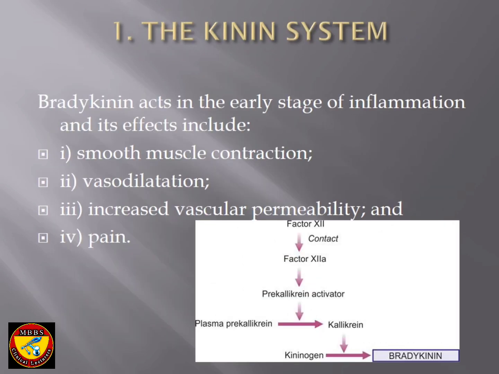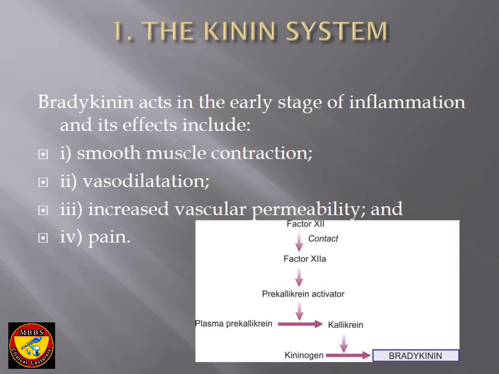Now the first chemical mediator is the kinin system of plasma derived chemical mediators. This system on activation by factor 12A generates bradykinin, and as the name implies, brady means slow and kinin means active, so it basically slows the contraction of smooth muscles.